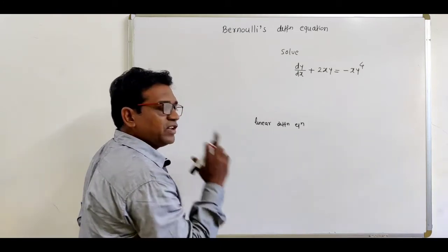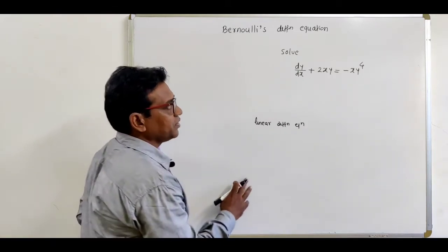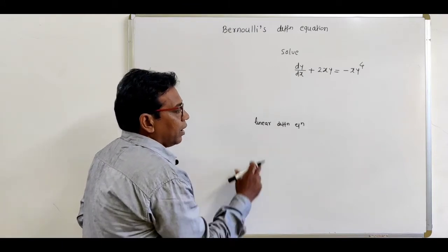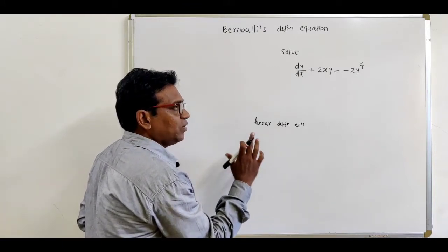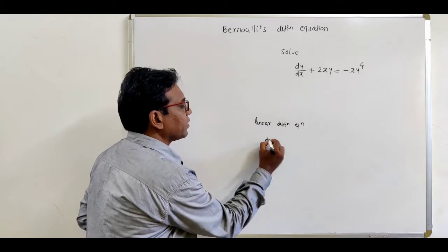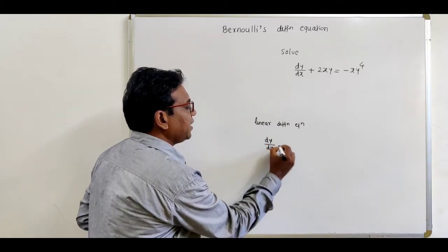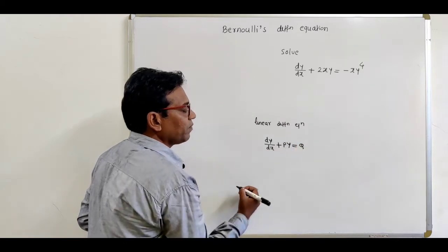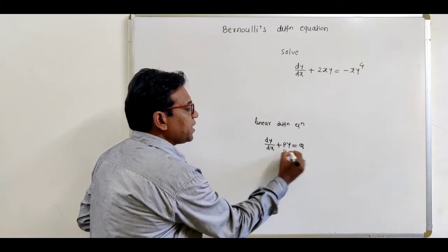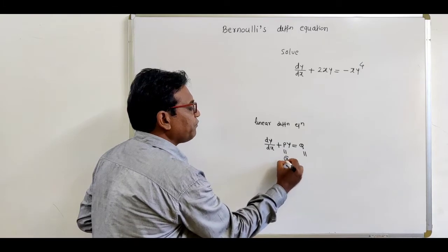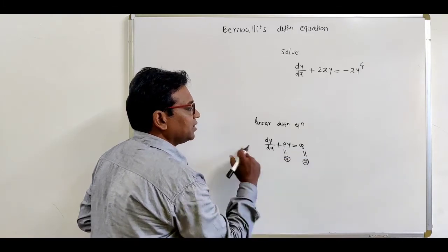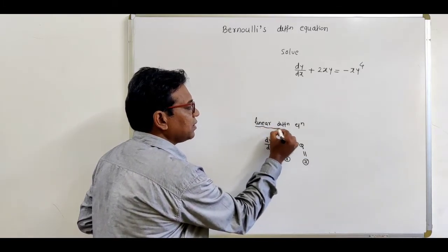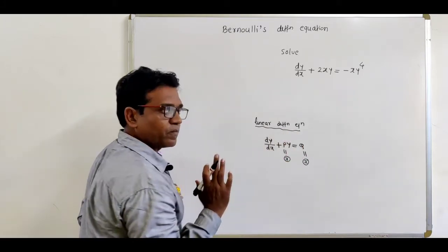Now see, what is the definition of a linear differential equation? A differential equation of the type dy by dx plus py is equal to q, where P and q should be functions of x alone. This is called a linear differential equation.